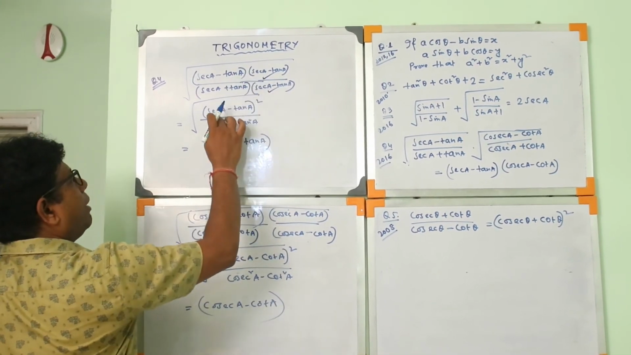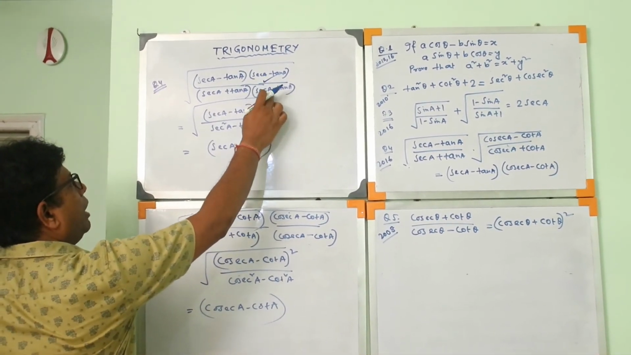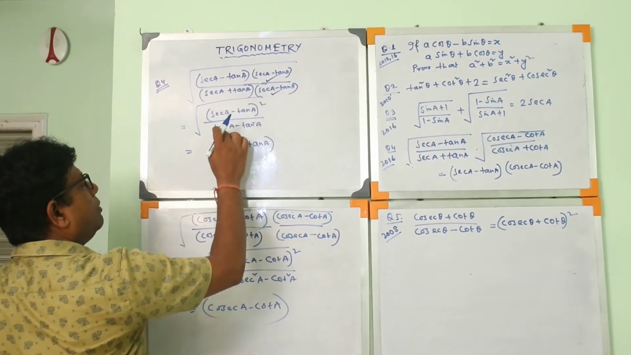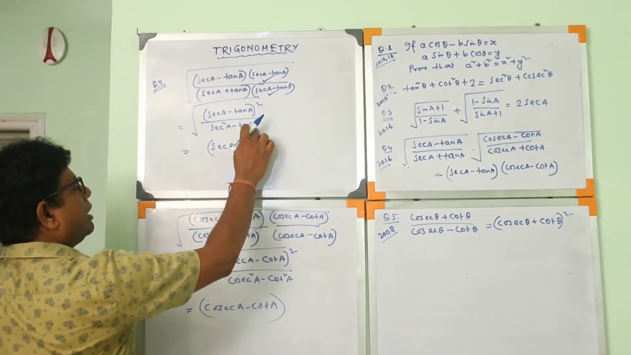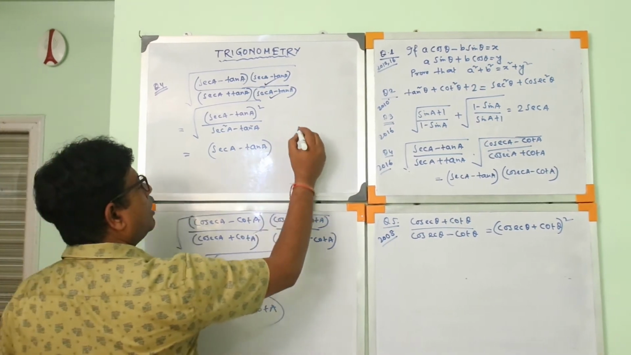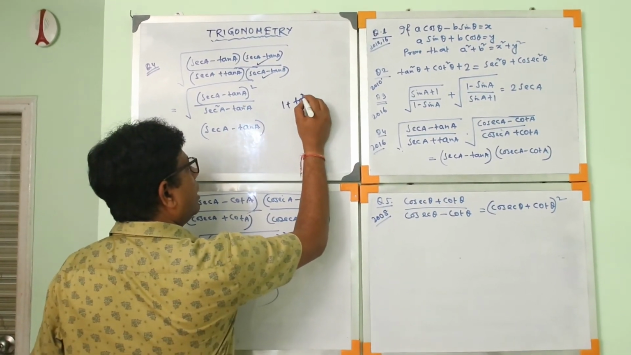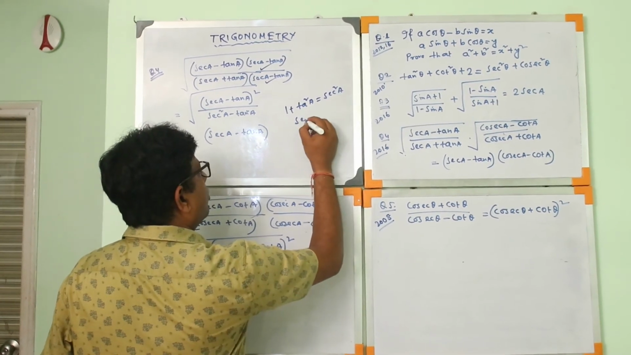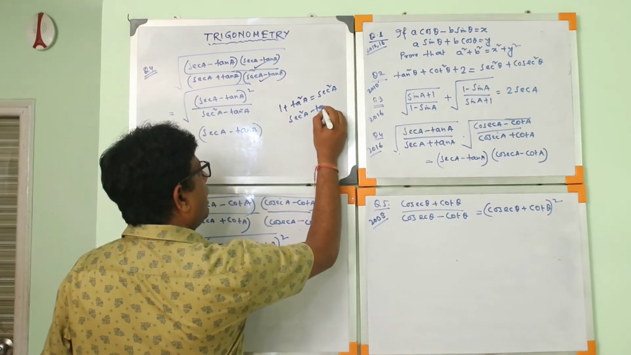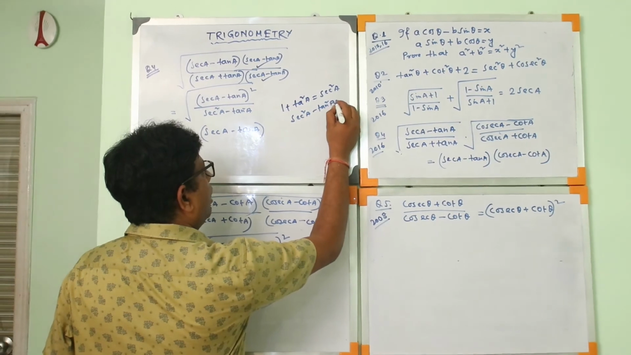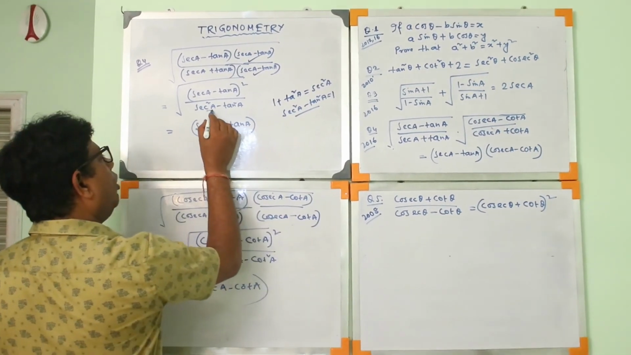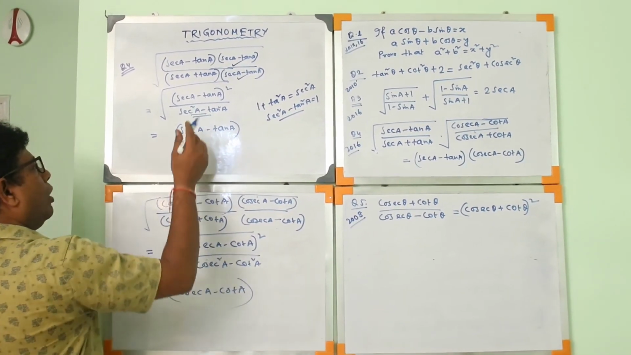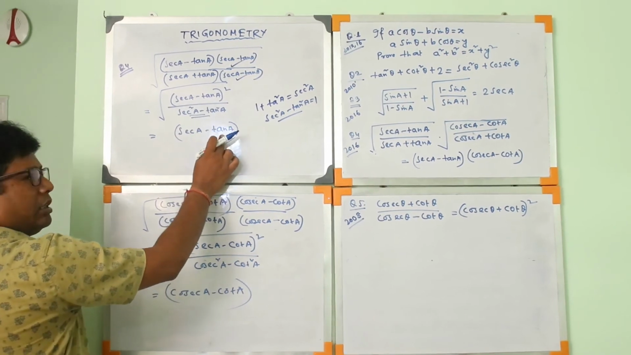So this will be sec a plus tan a whole square divided by a plus b times a minus b, that is a square minus b square, that means sec square a minus tan square a. From 1 plus tan square a equal to sec square a, we get sec square a minus tan square a is equal to 1. So this value will be equal to 1. So ultimately we will get sec a minus tan a.